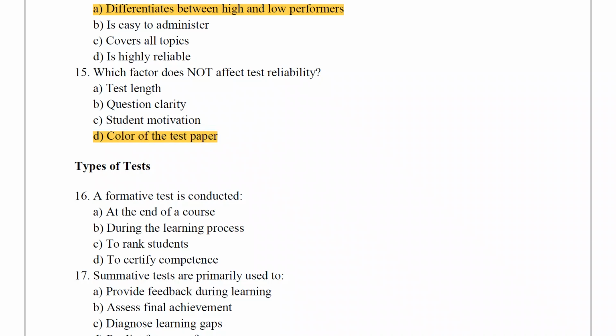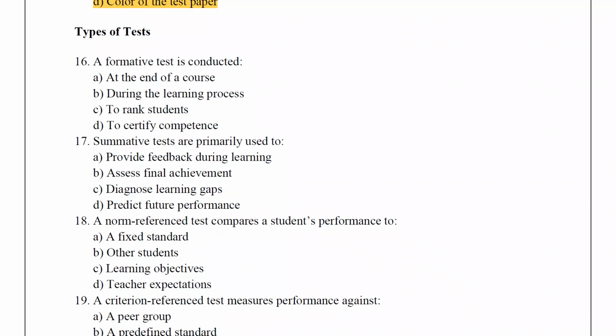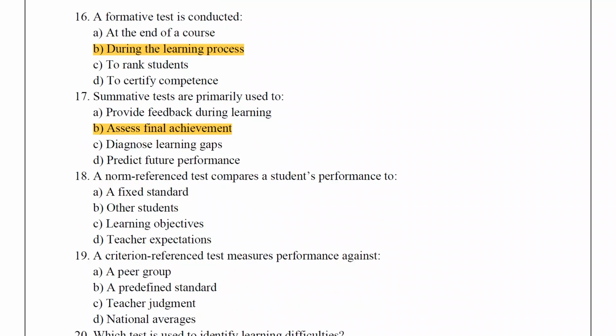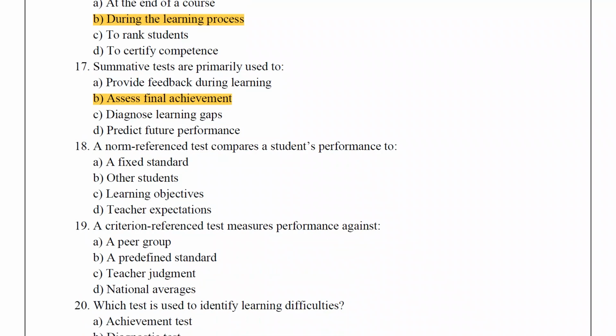Next, types of test. A formative test is conducted during the learning process. Summative tests are primarily used to assess the final achievement. A norm-referenced test compares a student's performance to other students.